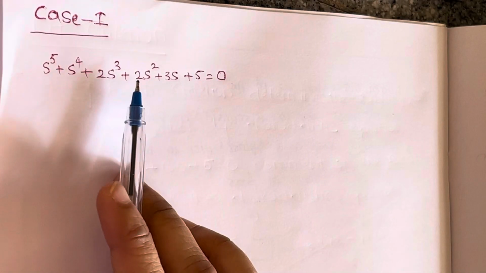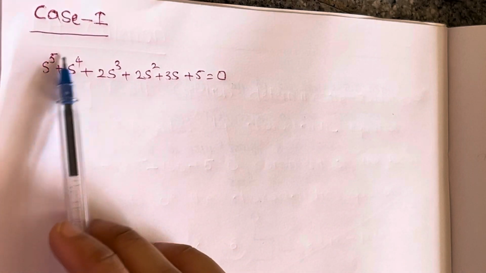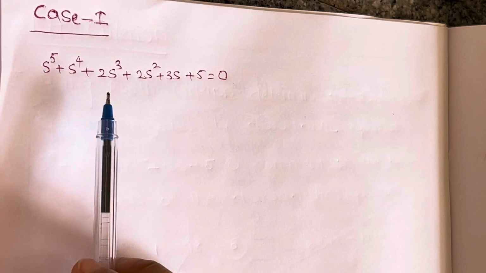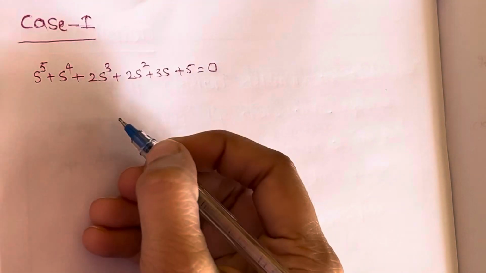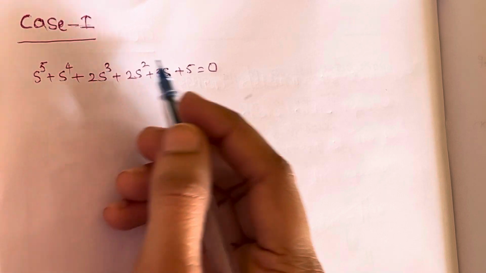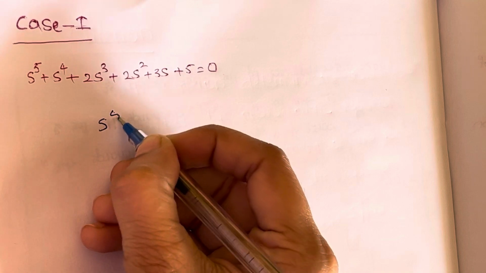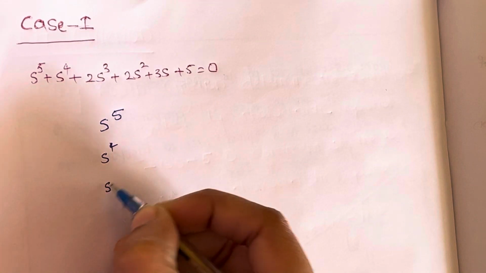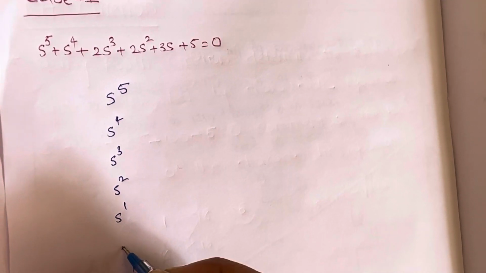Hello friends, welcome. So this is the case 1 where we are discussing the Routh criterion. This is the characteristic equation. Now we have to find whether the given system is stable or not. For that, the same procedure we have to follow. We have to write the powers in the descending order: S power 5, S power 4, S power 3, S power 2, S power 1 and S power 0.